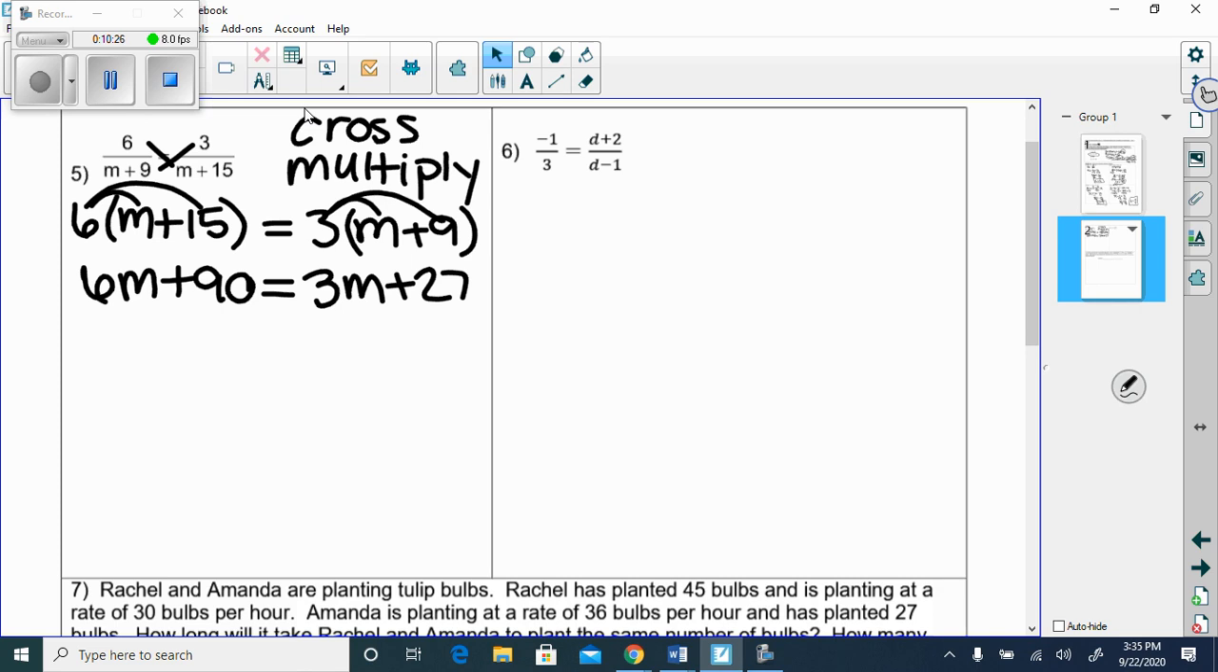Now we can start moving stuff left and right. I want to put my variables together first, so what should I move? Okay. Subtract 3m from both sides. Now what is 6m minus 3m? So I have 3m plus 90 equals 27.